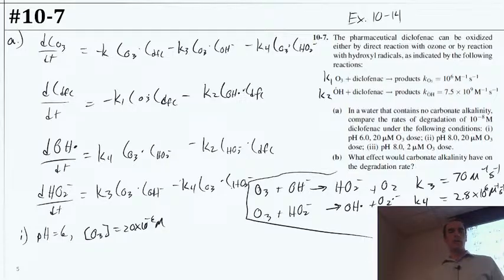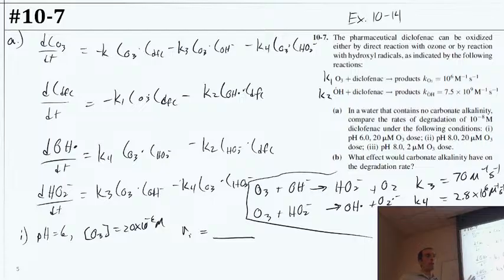So we could say then the initial rate for case 1 equals some value. We can calculate that rate for the change in ozone. We could calculate that rate for the change in diclofenac, which is the key one. So to address whether or not our ozone is really that important, we could check to see how quickly our ozone changes.